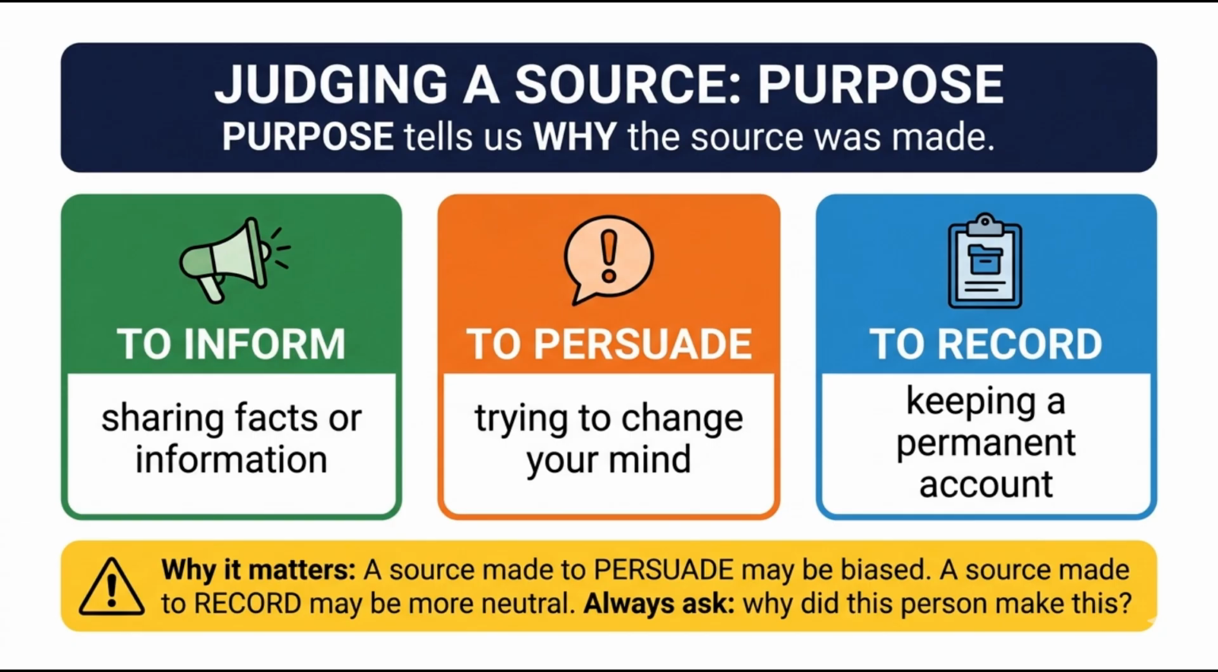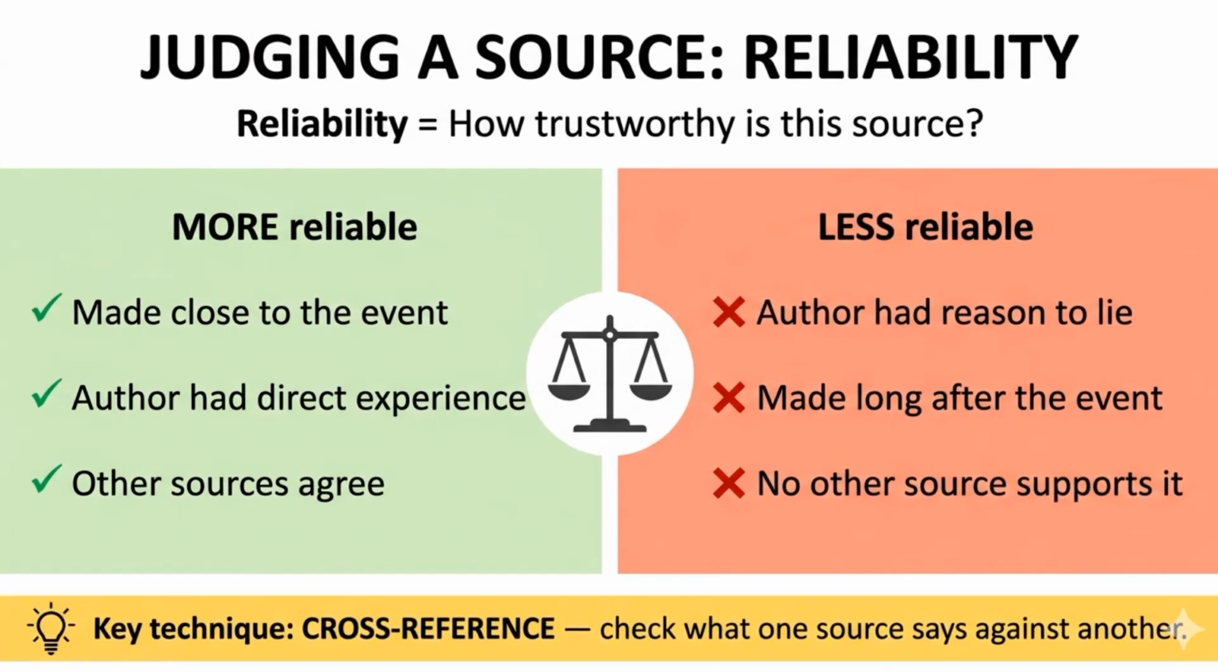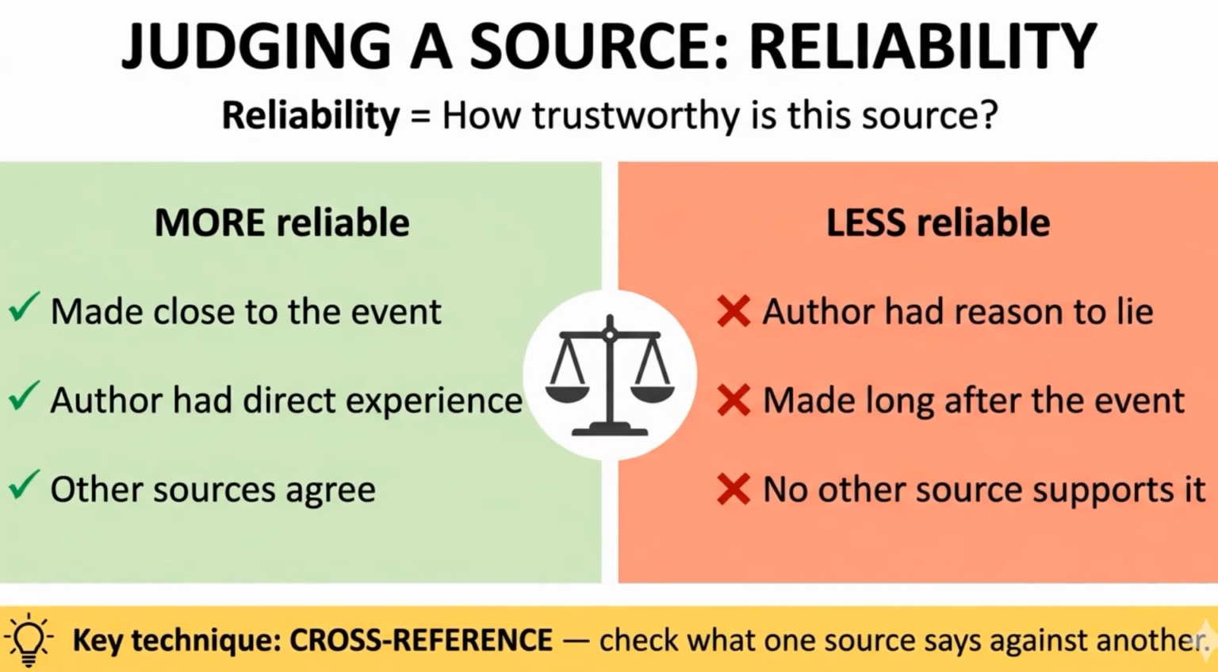Why does purpose matter? Because if a source was made to persuade, the person who created it might have exaggerated, left things out, or twisted the truth to support their argument. That makes it biased. A source made simply to record is more likely to be straightforward. So always ask yourself, why did this person make this, and does that affect what they chose to include or leave out? The third question is about reliability.